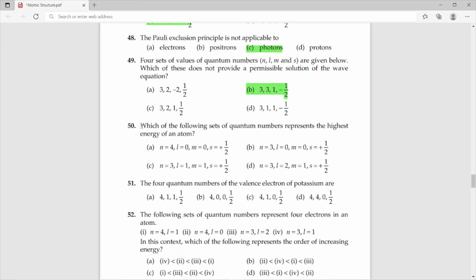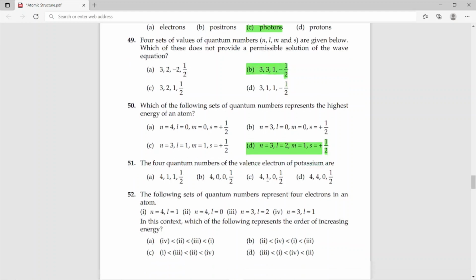50th question is: which of the following sets of quantum numbers represents the highest energy of an atom? The right answer is option D, where the principal quantum number is 3, azimuthal quantum number is 2, magnetic quantum number is 1 and the spin quantum number is plus half. That will have the highest energy for that particular atom.